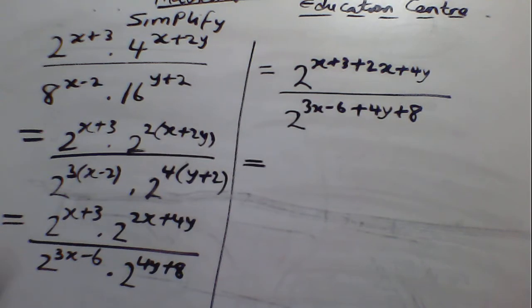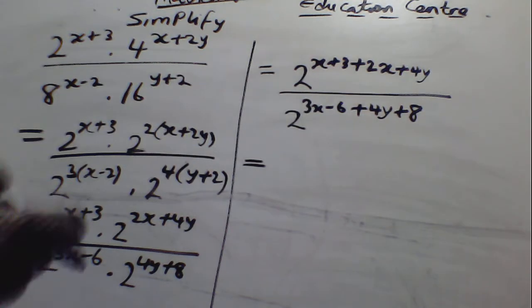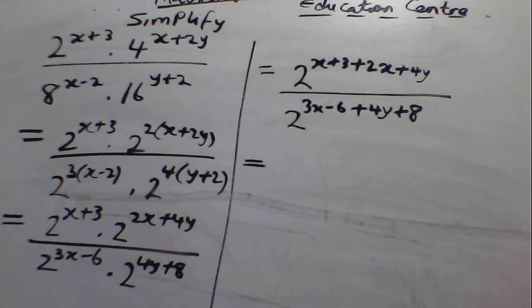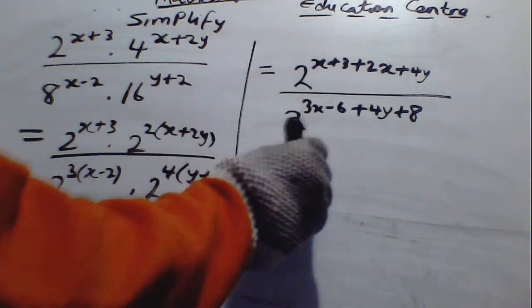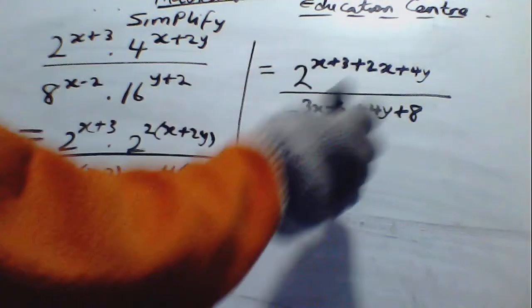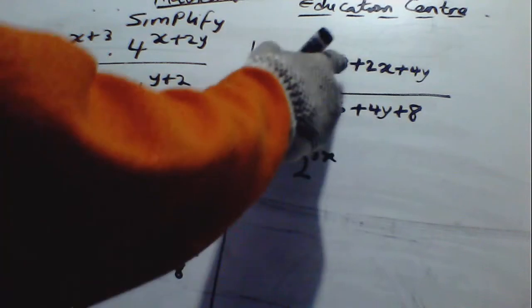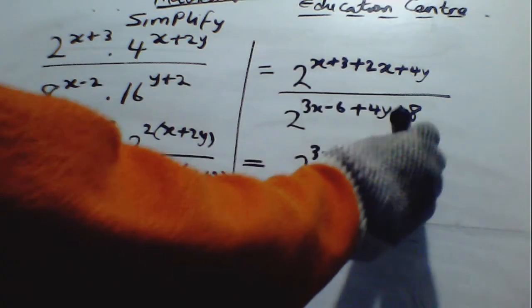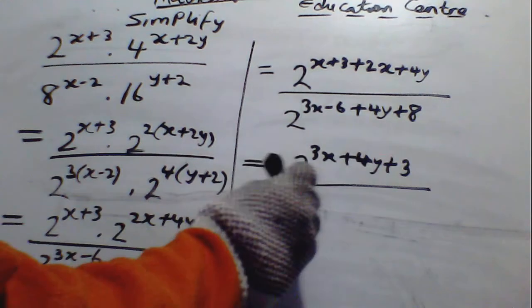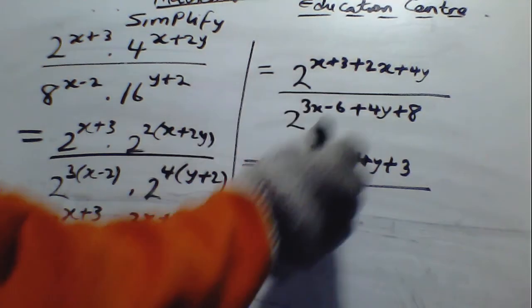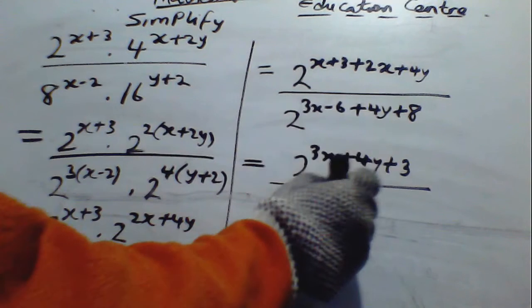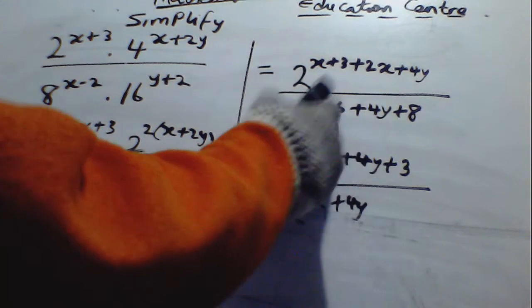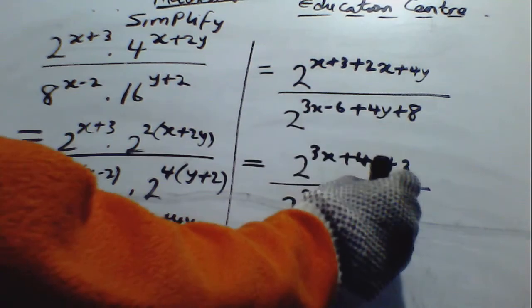You might try to split into powers of x and y, but this is the best way to do that. So from here you have 2 raised to power x plus 2x, which will give us 3x, plus 4y plus 3, divided by 2 raised to the power 3x plus 4y, minus 6 plus 8 will give us plus 2.